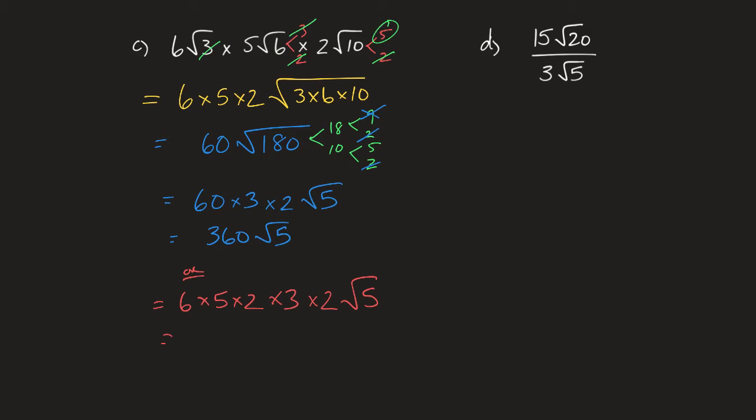30, double it is 60. Multiply by 3 is 180. Double it, 360, root 5. So there's both approaches that we've seen. Hopefully we're comfortable at the very least with that gold to blue transition. And with a little bit of practice, you can really get quick with the red one.